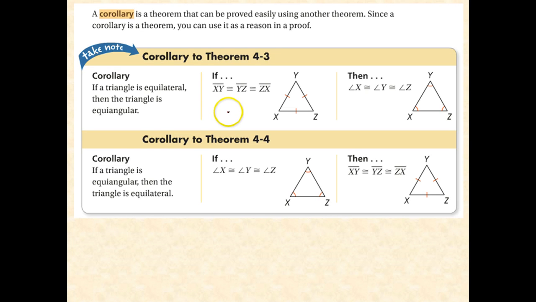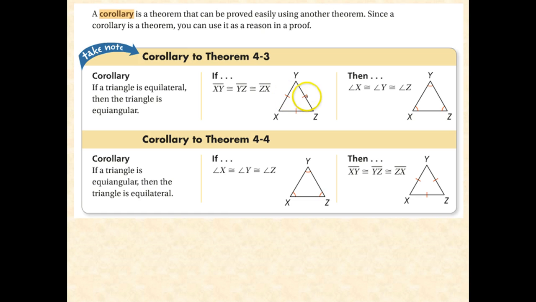Corollaries are theorems that can pretty easily be proved by using another theorem. A corollary is also a theorem, so you can use it in a proof. So here are some corollaries to some theorems that we've had. Corollary: if a triangle is equilateral, then the triangle is equiangular. So this is a corollary to the isosceles triangle theorem.